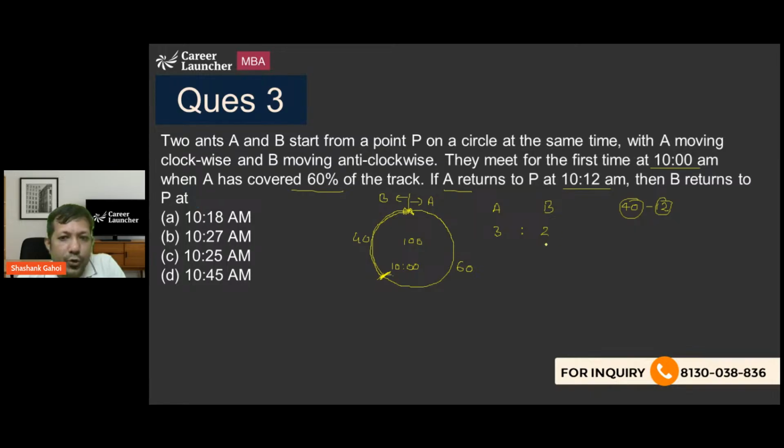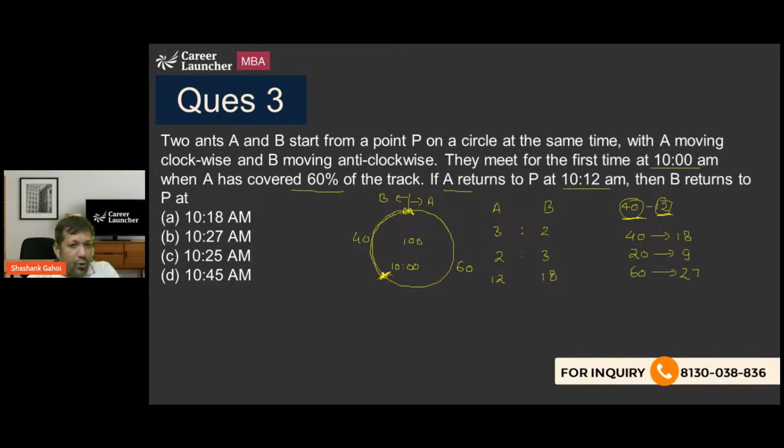So what is going to happen? The ratio of speed is 3 to 2, so the ratio of time is going to be 2 to 3. To cover a distance of 40, A is going to take 12 minutes. So to cover a distance of 40, how much time is B going to take? B is going to take 18 minutes. To cover a distance of 20, B is going to take 9 minutes. To cover a distance of 60, B is going to take 27 minutes.